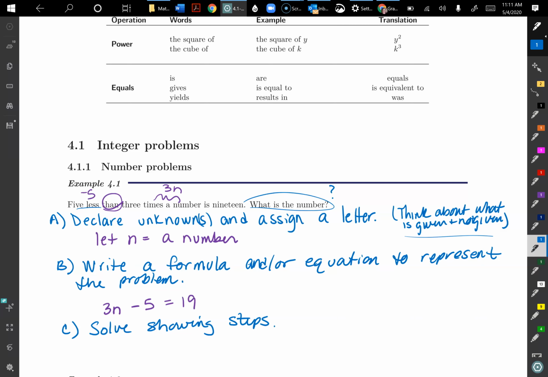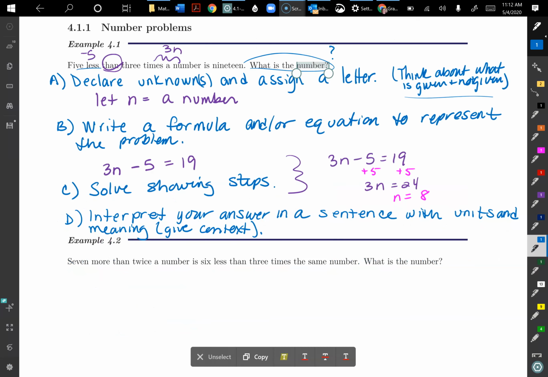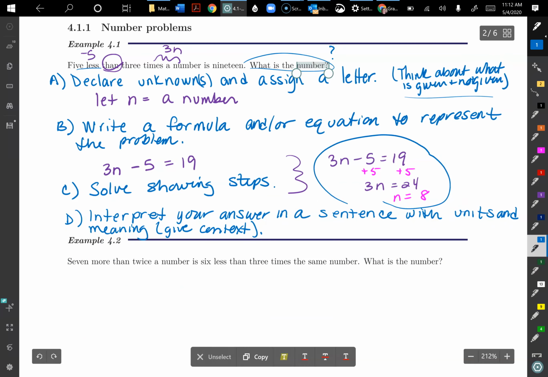So now solve, showing steps. You guys can pause the video and do that. I'll work it out. This is pretty simple at this point for you. So here I've worked out the problem. I get n equals 8 right here.